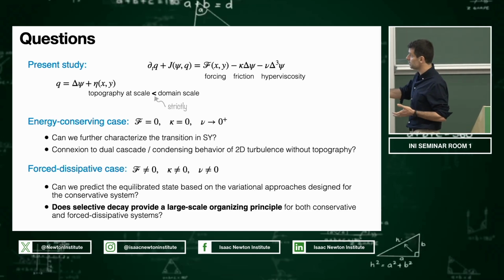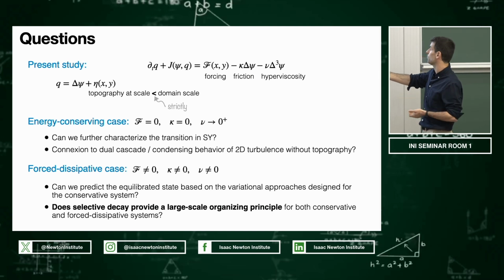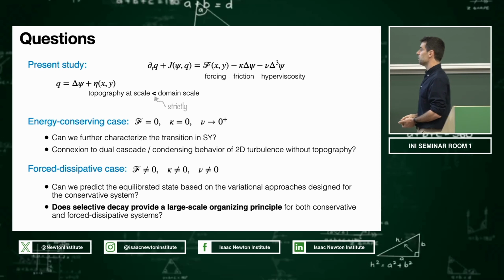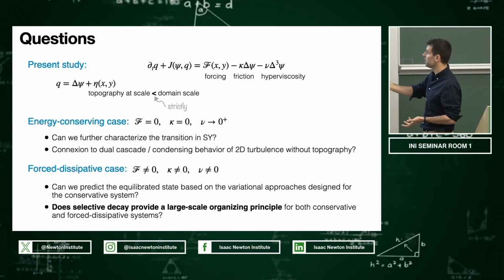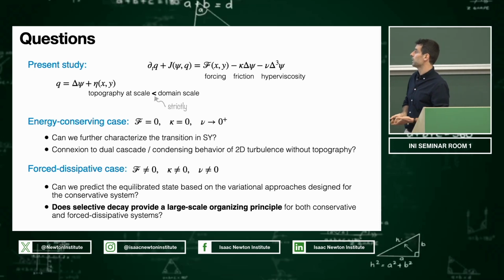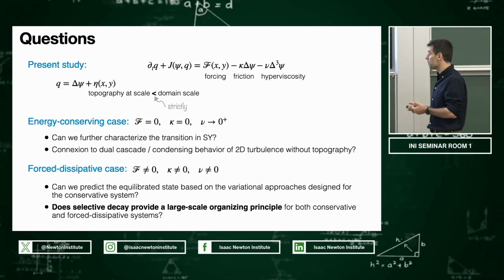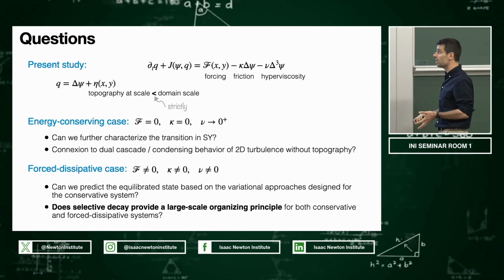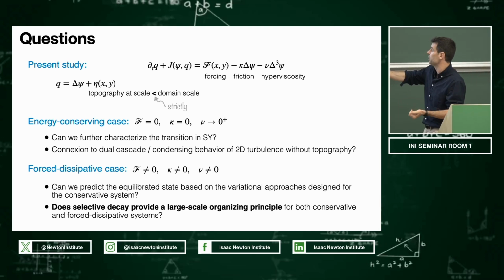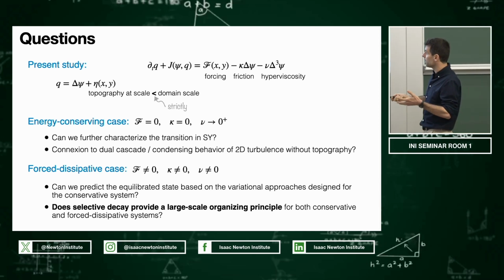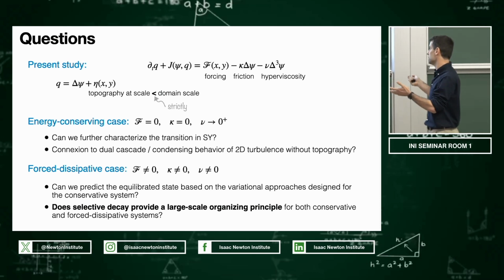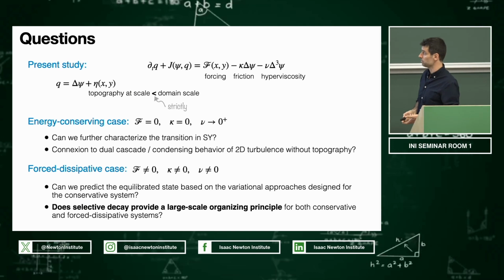Then I will switch to the forced-dissipative case with non-zero forcing, non-zero large-scale damping, non-zero hyperviscosity. And the question is, well, can we predict the equilibrated state in this case based on selective decay or the statistical mechanics of 2D flows? Because these variational approaches, they were designed for the conservative system that conserves energy, yet real systems have a source of energy and dissipate energy. And I'd like to see if we can still derive a large-scale organizing principle based on these approaches to conservative systems.